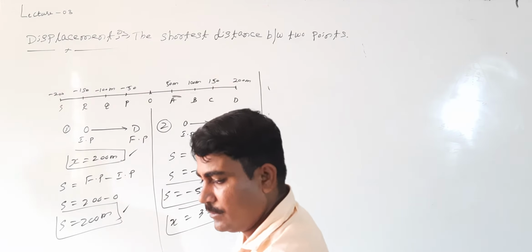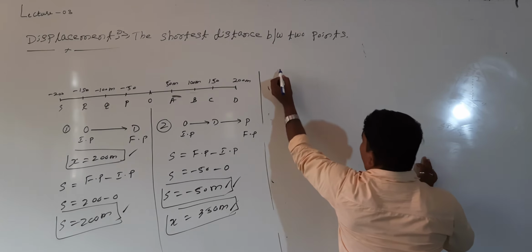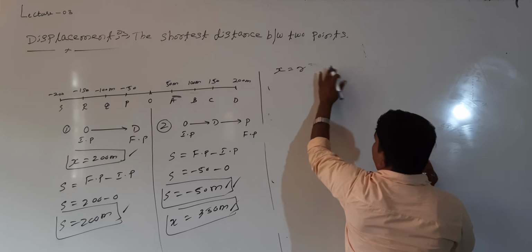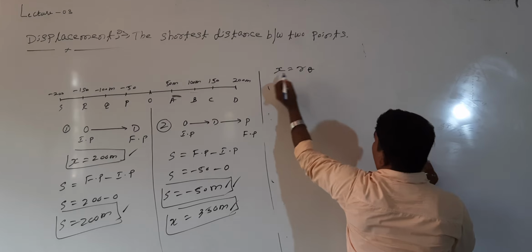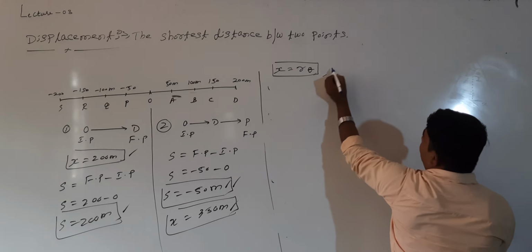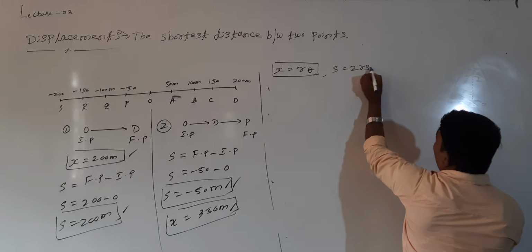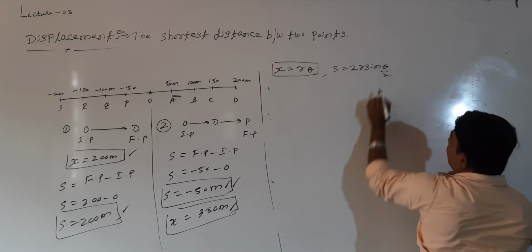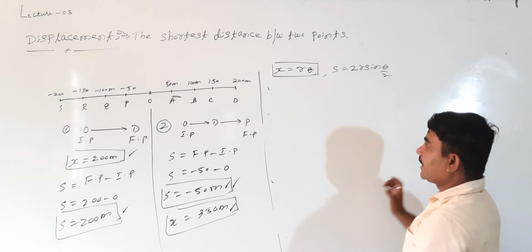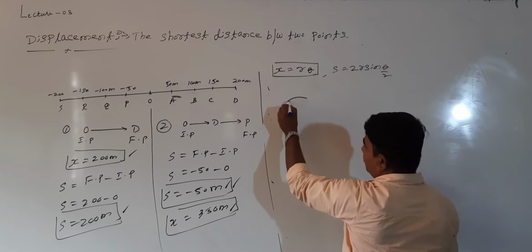In general, what is the distance formula for a circle? S is equal to r theta. Right? Displacement S is equal to 2r sin(theta by 2). Later on, consider a particle moving a quarter circle.